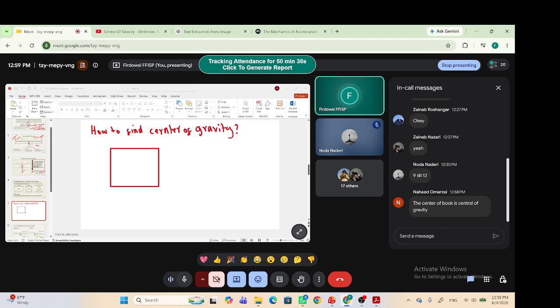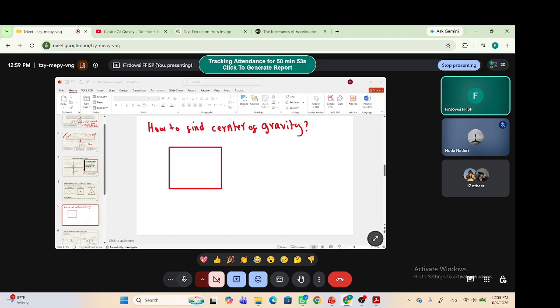The center of the book is the center of gravity. Yes, Miss Nahid Omarzai. But yeah, this is the main question: how to find the center of the book. Yes, the center of the book, for example, the center of a ruler, the center of everything is called the center of gravity. Okay, first let me explain this point simply by drawing some pictures for you.